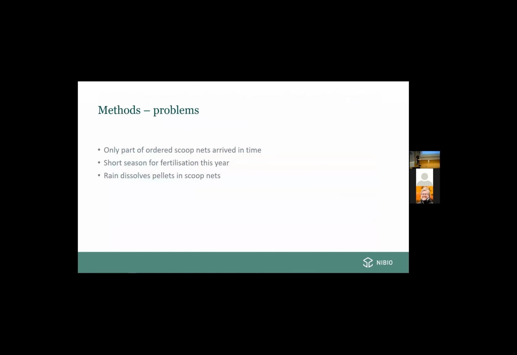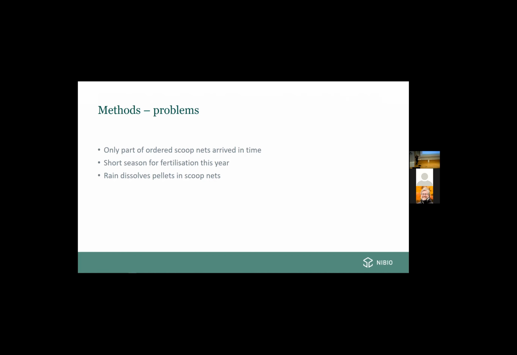But of course, we ran into quite a lot of problems this year, as always. And the major problem was, of course, we had a very short season with fertilization this year. It was only 2 weeks. And during that period, we also had quite a lot of rain. And rain, of course, dissolves the fertilization pellets, so we can't really measure in those conditions. And then another problem was that we only got part of the nets that we had ordered. So we could only actually inventory very short lines or short protection zones. And that was a big problem as well.